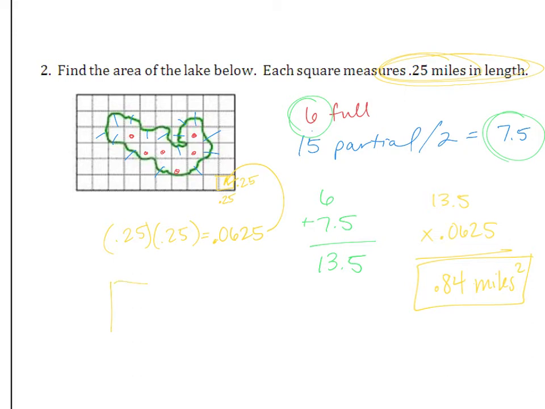Let's say we had a rectangle. And let's say our rectangle was 1 mile by 0.84 miles. If you multiply base times height, you'd get 0.84 miles squared. Could you water ski or tube on a lake that's 1 mile long by almost a mile wide? Yeah, for sure you could.